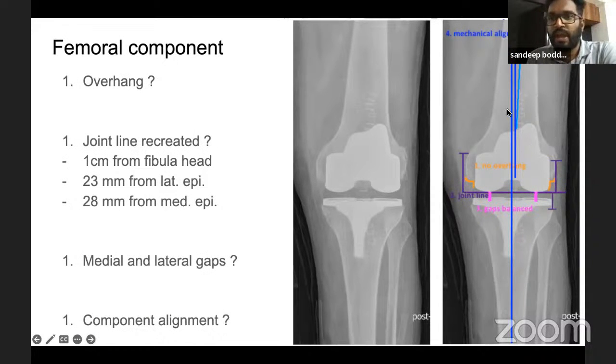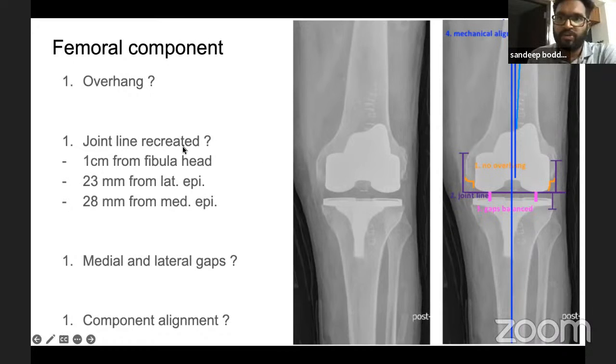Here we can see the light blue color is the anatomical axis of the femur, and the thick blue is the mechanical axis of the lower limb. So again, femur, is there any overhang? Definitely overhang is not accepted. Here you can see the orange color. We have some bone. There is no overhang. And is the joint line recreated?